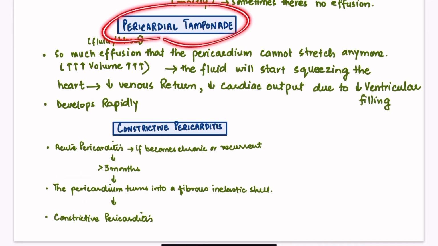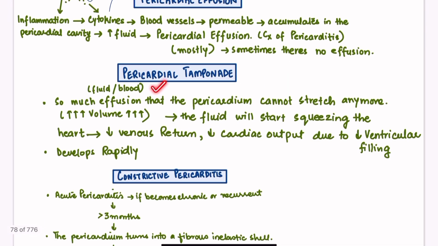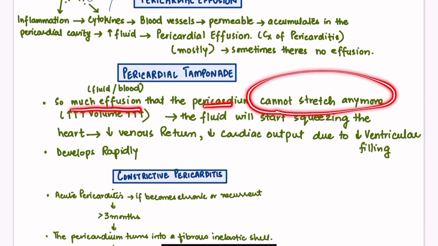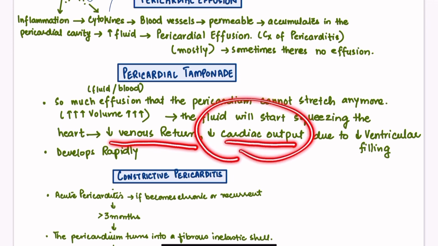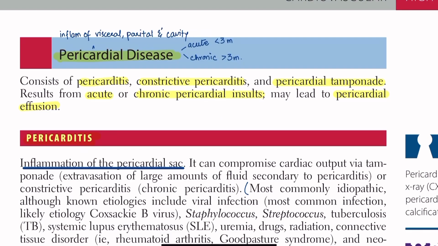Now, what is pericardial tamponade? Pericardial tamponade happens when there is so much effusion that the pericardium cannot stretch anymore. The effusion can be blood or fluid. So, when the volume increases so much, the fluid starts squeezing onto the heart. This will decrease the venous return to the heart and decrease cardiac output. The decreased cardiac output is due to decreased ventricular filling. This develops rapidly. Now let's study pericardial diseases from the First Aid Step 2 CK book.